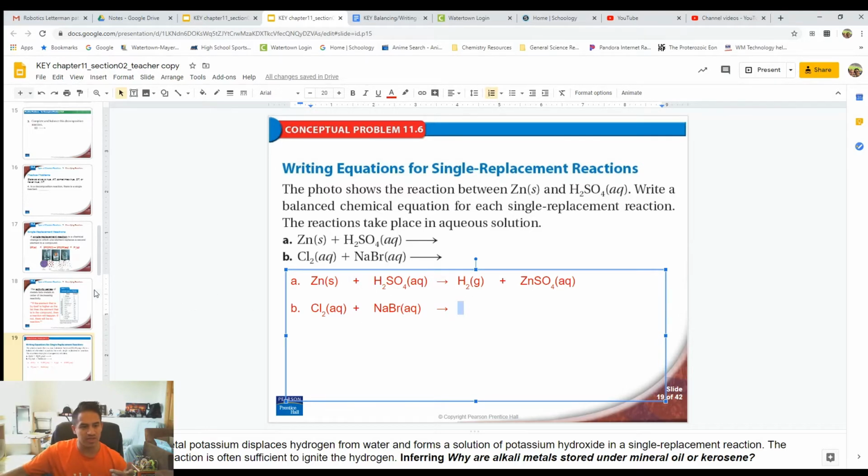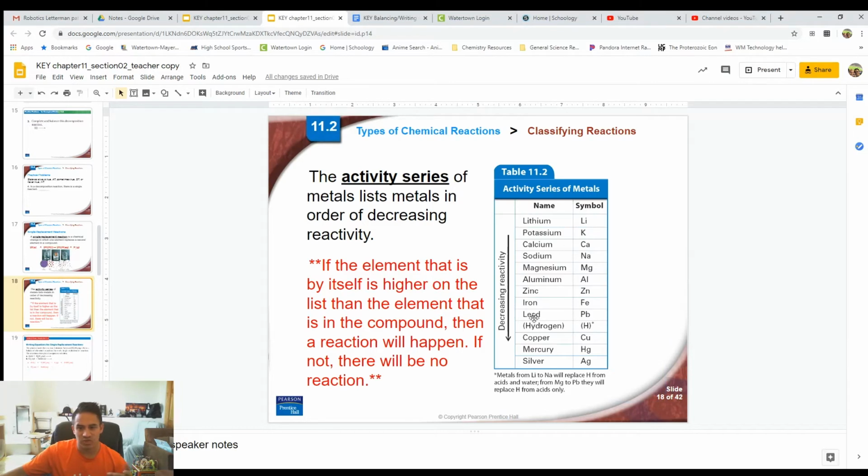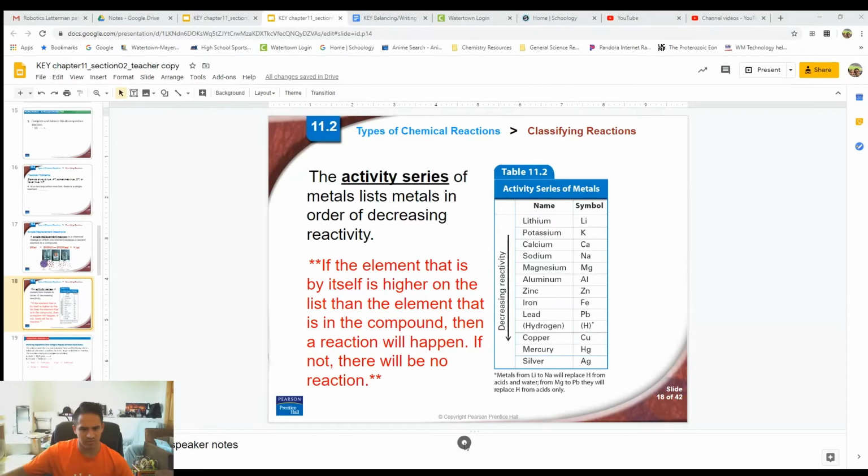Now, if we look on the activity series, there is no chlorine, there's no bromine. So if you look at this, this isn't going to help you. And if we look on our activity series on the back of our periodic table, there also is no chlorine and no bromine. So you might be asking, well, what do we do then? How are we going to determine whether this happens or not?